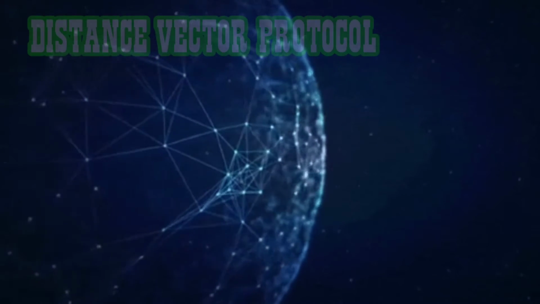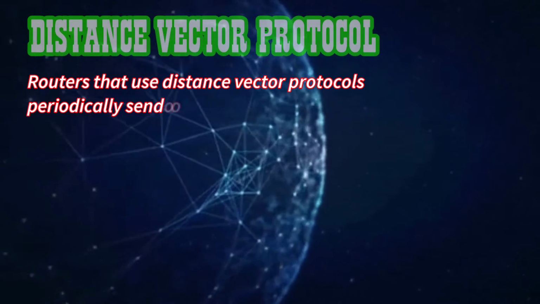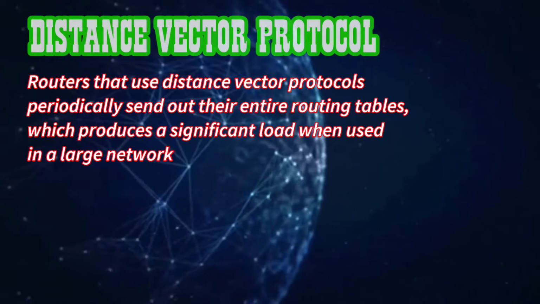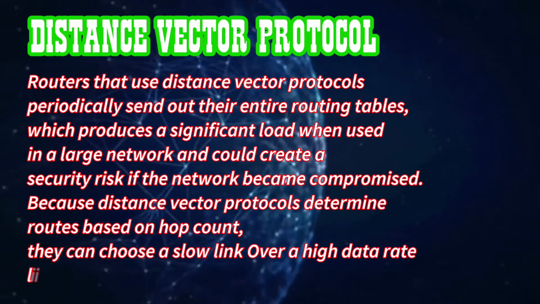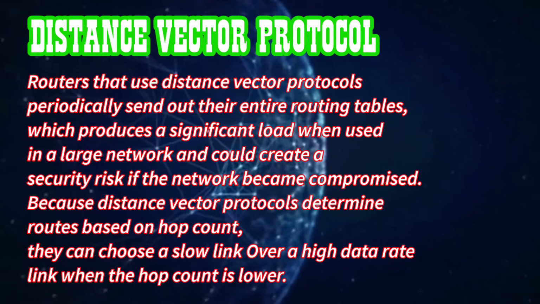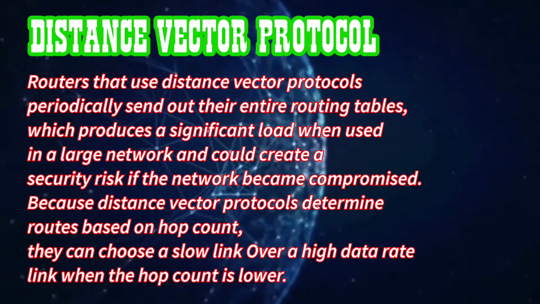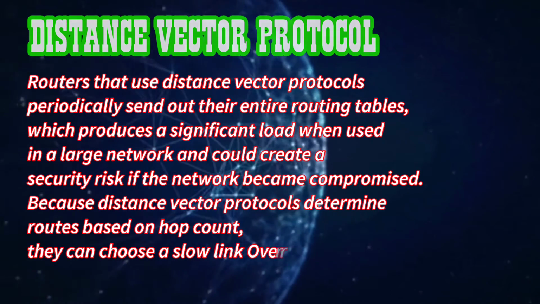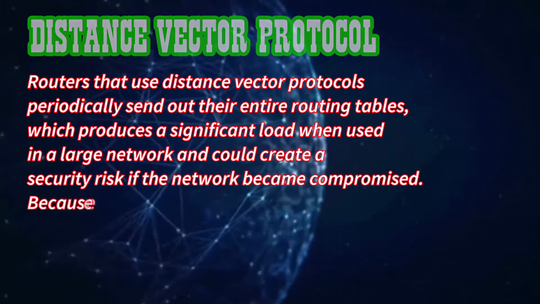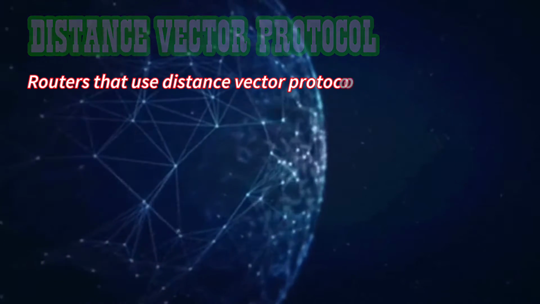Distance vector protocols have their advantages and disadvantages. Routers that use distance vector protocols periodically send out their entire routing tables, which produces a significant load when used in a large network and could create a security risk if the network became compromised. Because distance vector protocols determine routes based on hop count, they can choose a slow link over a high data rate link when the hop count is lower.